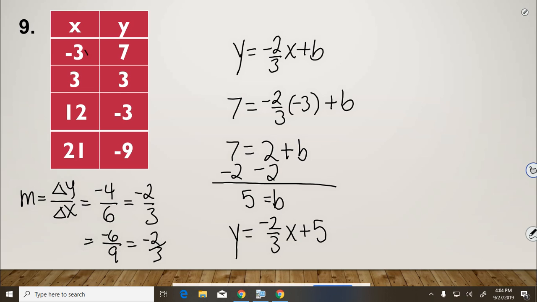So if we do negative 3 times negative 2/3, we get positive 2. Positive 2 plus 5 is 7, so we did it correctly. If we do negative 2/3 times positive 3, we get negative 2. Negative 2 plus 5 is positive 3. If we do 12 times negative 2/3, that's 12 divided by 3 is 4 times negative 2 is negative 8. Negative 8 plus 5 is negative 3. And lastly, 21 times negative 2/3 is 21 divided by 3, which is 7, times negative 2 is negative 14, plus 5 is negative 9. So we know that it is correct.